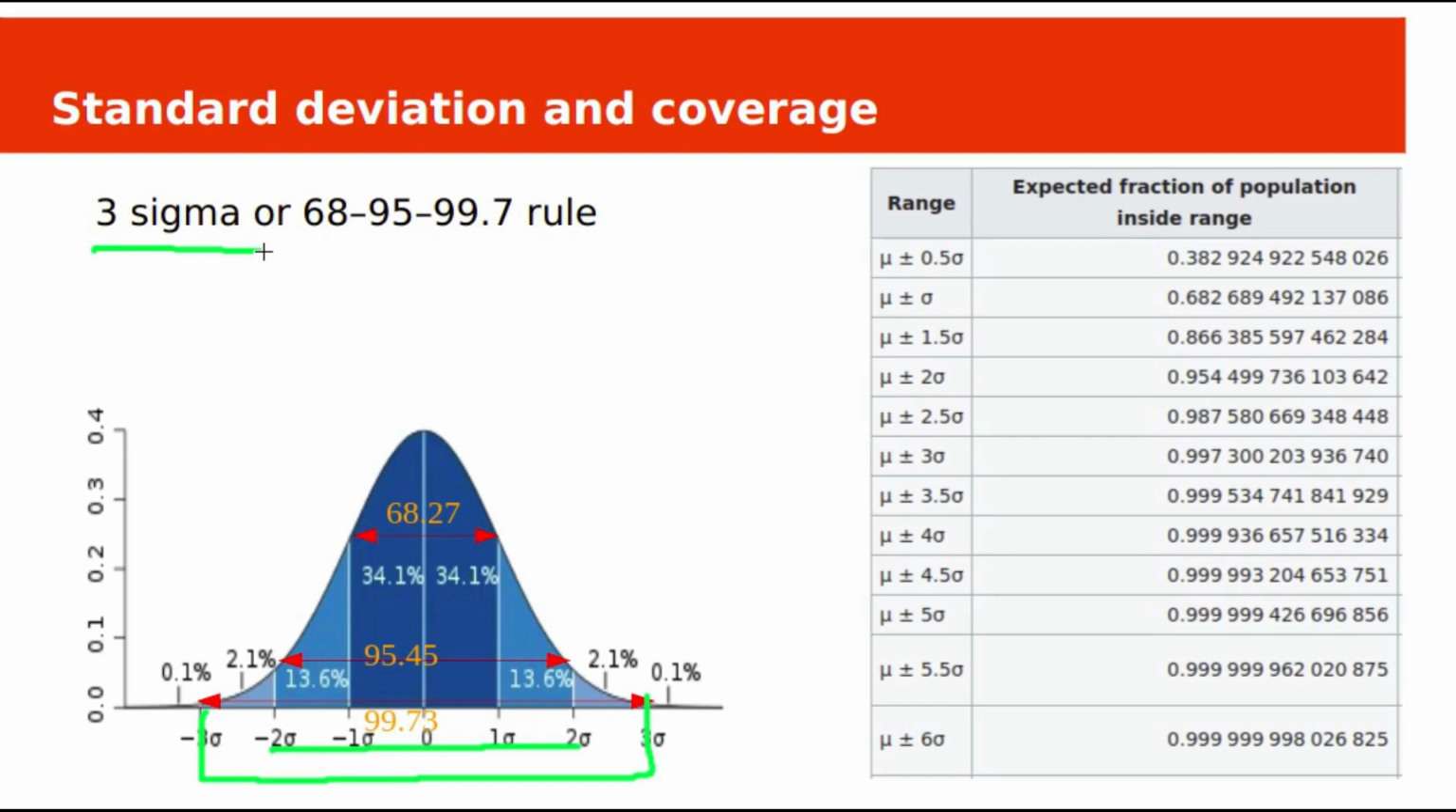In statistics, the 68, 95, 99.7 rule is a shorthand used to remember the percentage of values that lie within 1, 2 and 3 standard deviations respectively. This is the numerical table with 6 standard deviations and the expected fraction of the population inside the range.